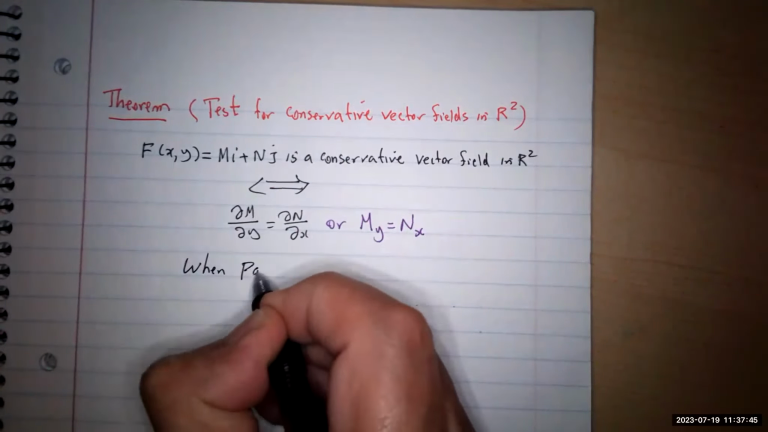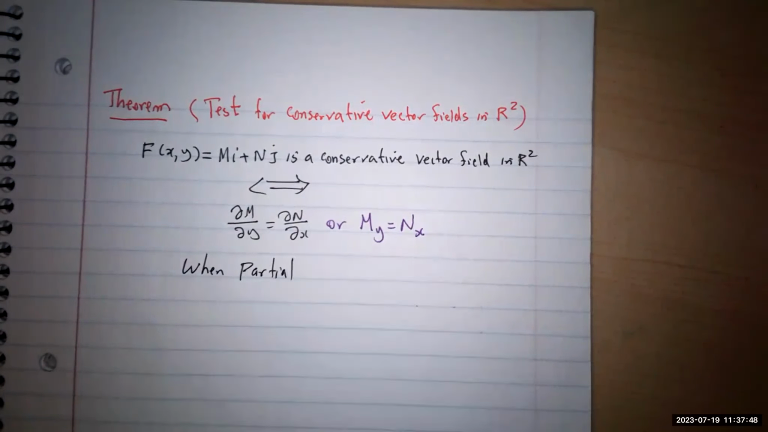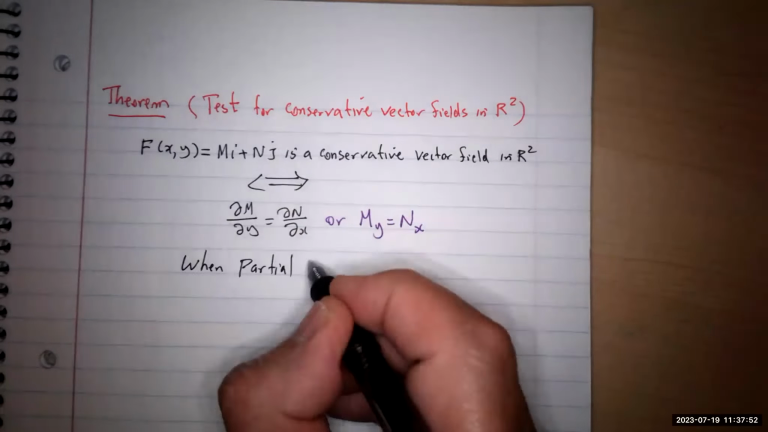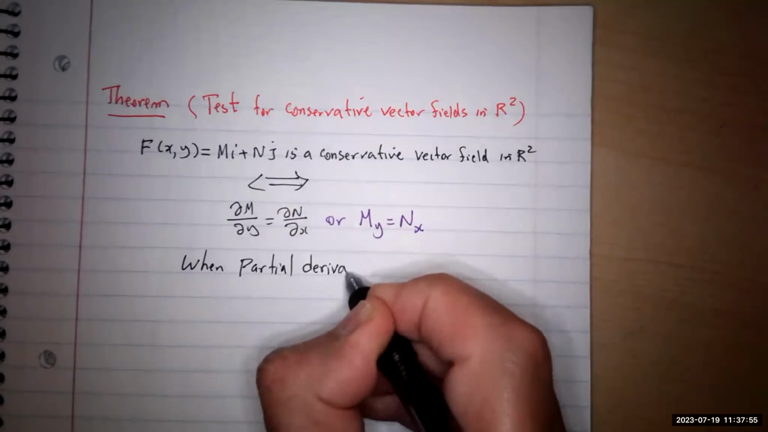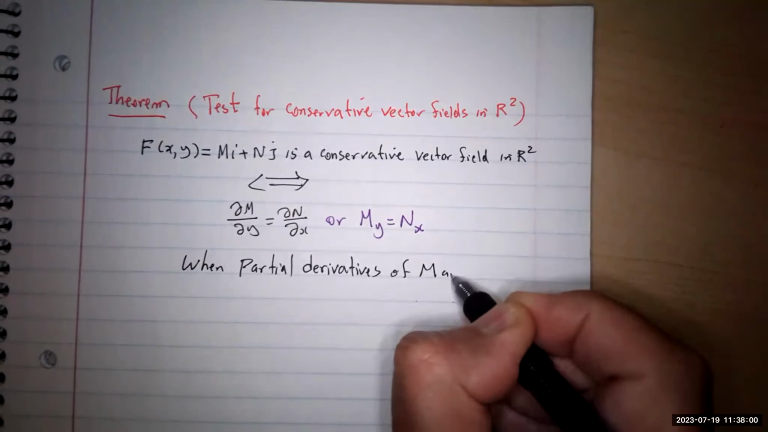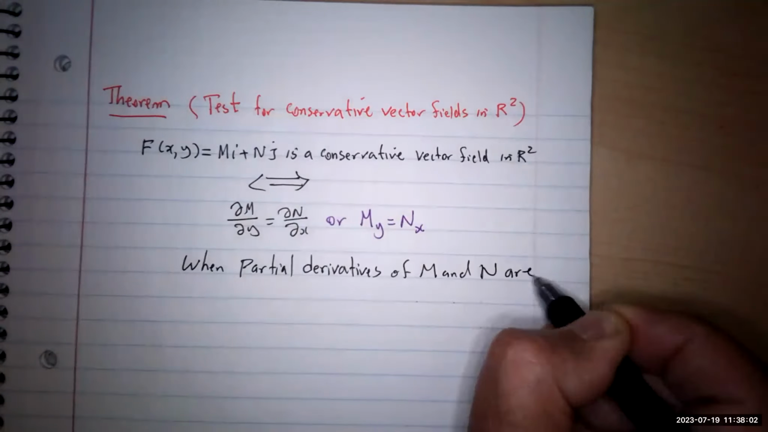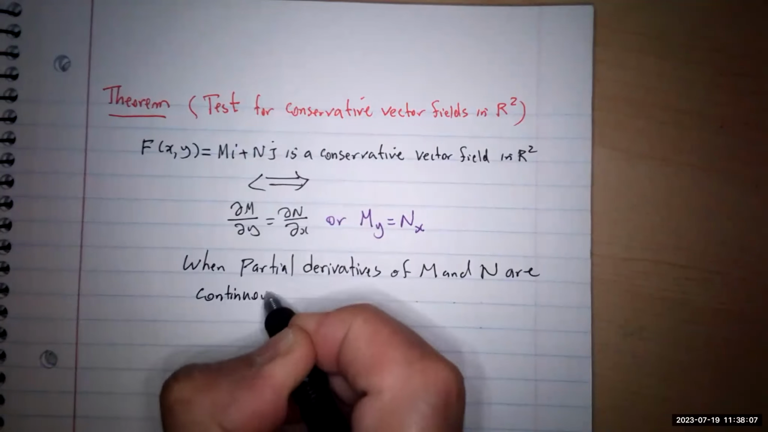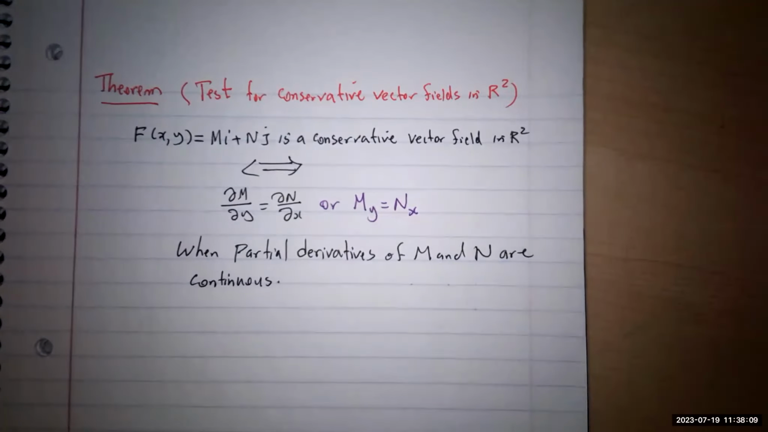When partial derivatives of M and N are, of course, continuous, because you need that continuity to make sure that the order is irrelevant. We assume this continuity all over the cases that we have. So this is going to be our main job. So we give an example to do it for two variables, to get to know it.